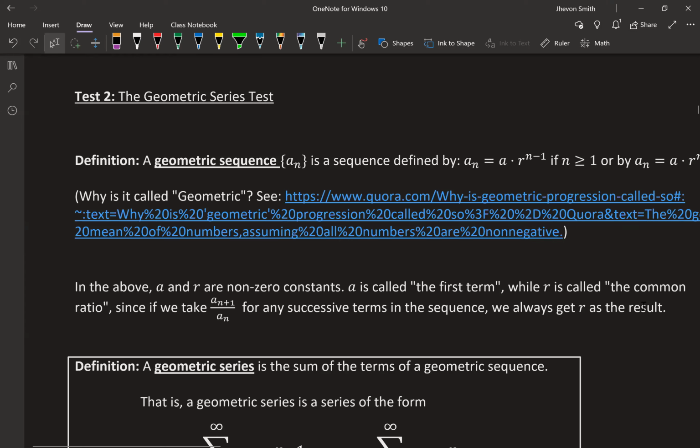All right. The next test we're going to cover is actually the first row of the table. It's called the geometric series test. Now, the name comes from the fact that it's the sum of a geometric sequence.